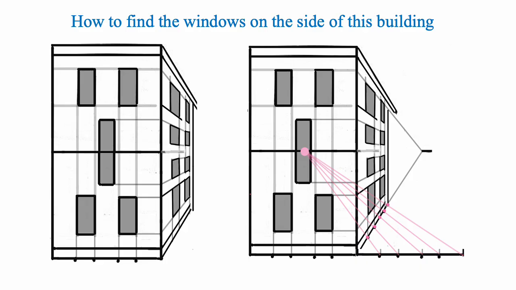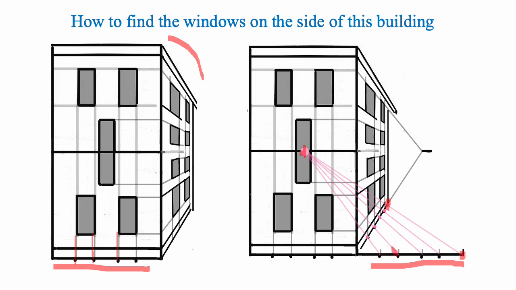How would you find the windows on the side of this building? Well, set up a measuring line here and find the traces that correlate with the placement of the windows. Then repeat that pattern over here and draw a line from the end of the pattern through the end of the building to a vanishing point on eye level.